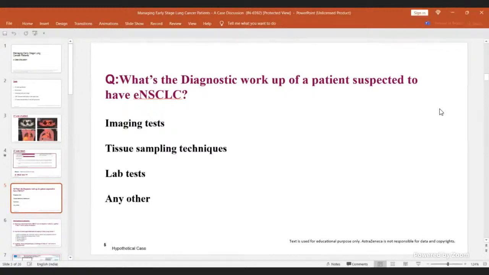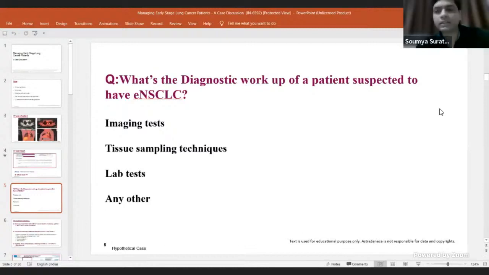Routinely we do, but above stage 2, invariably we go for MRI brain. But in very early stage, like stage 1 or stage 2A, we can actually skip the MRI brain. So I think MRI of the brain in general in every case, excepting maybe a 1A peripheral location less than 1 centimeter. So these are the areas you might avoid.